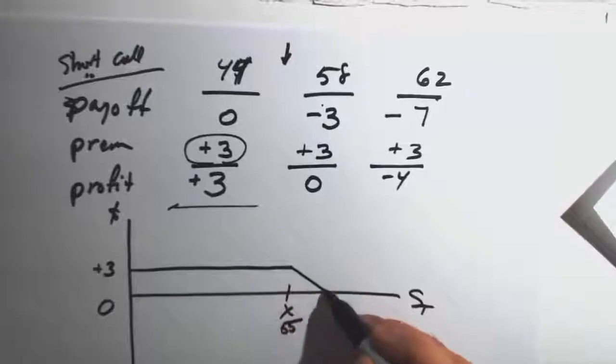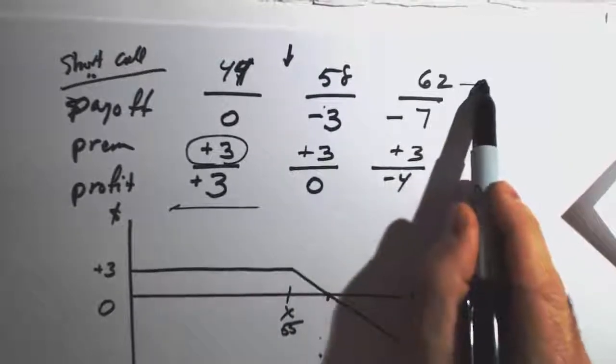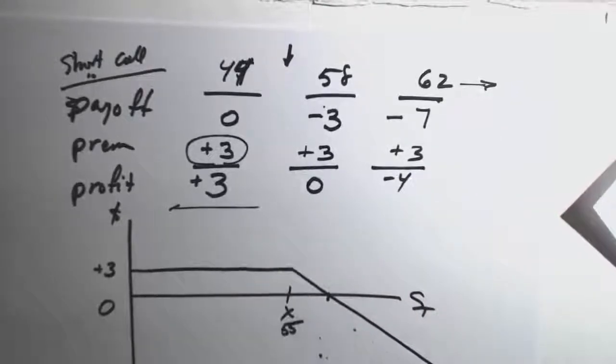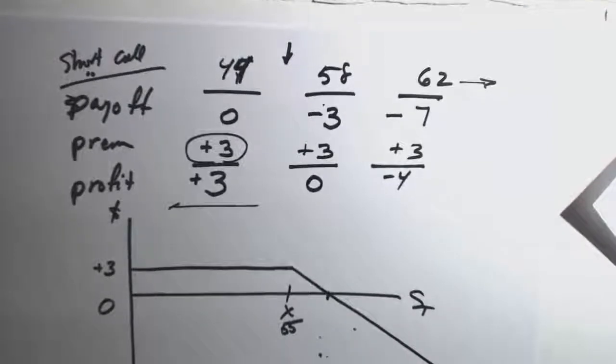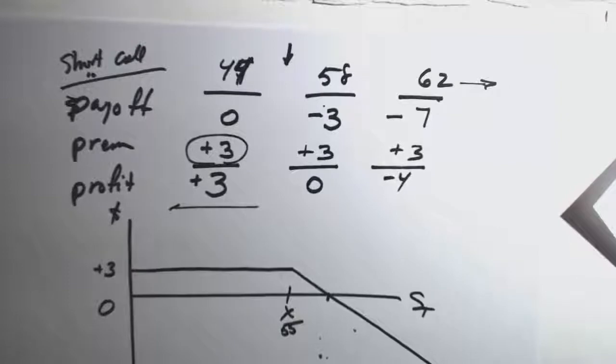And then you have the possibility of losing money, and every dollar the stock goes up, you lose money. So that's the problem of being short a call. This is sometimes called a naked call option. It's not covered in the sense that I'll show you what a covered call is in a few minutes towards the end of the chapter.